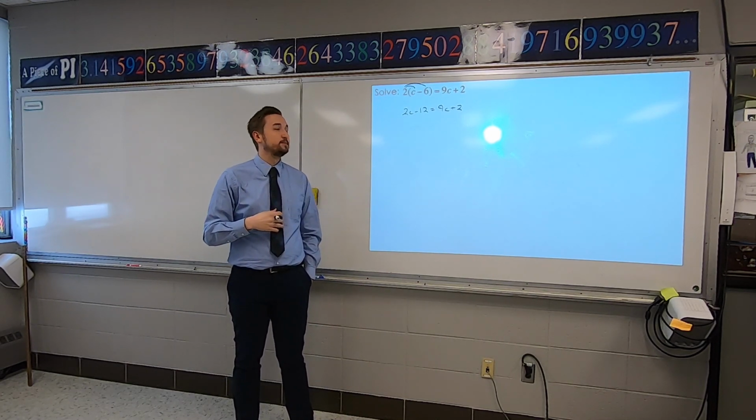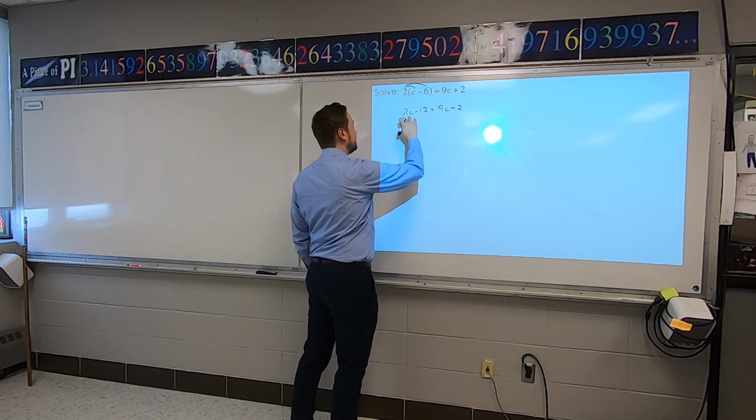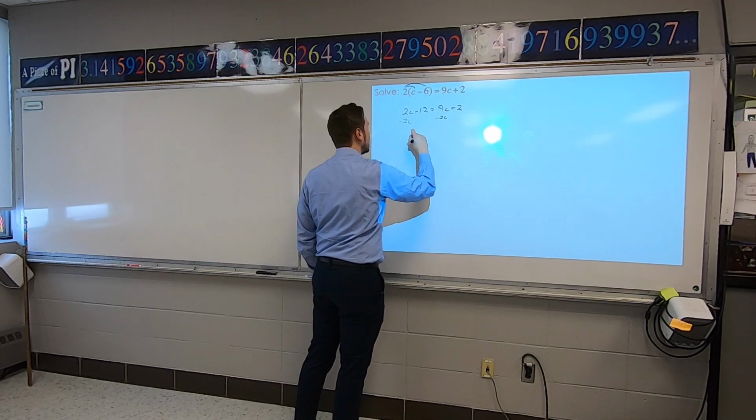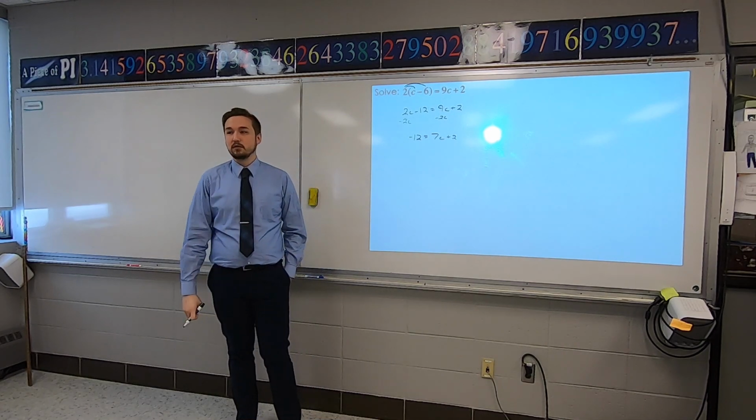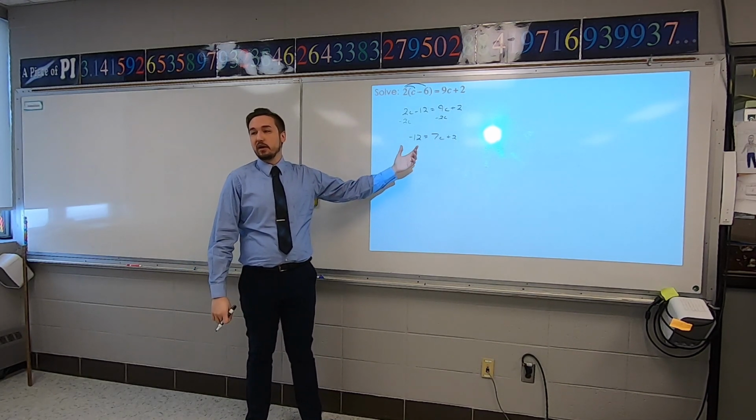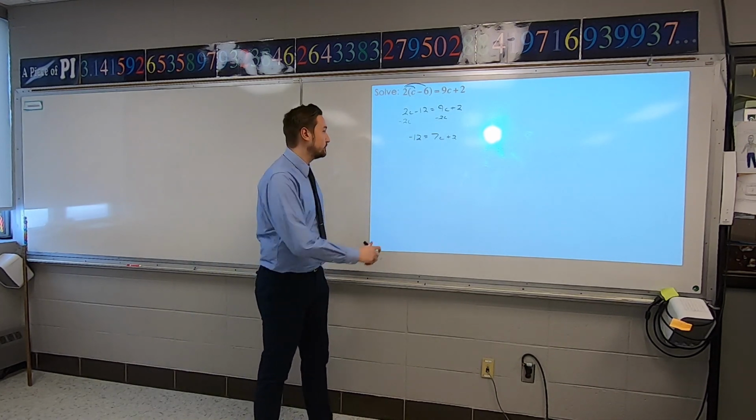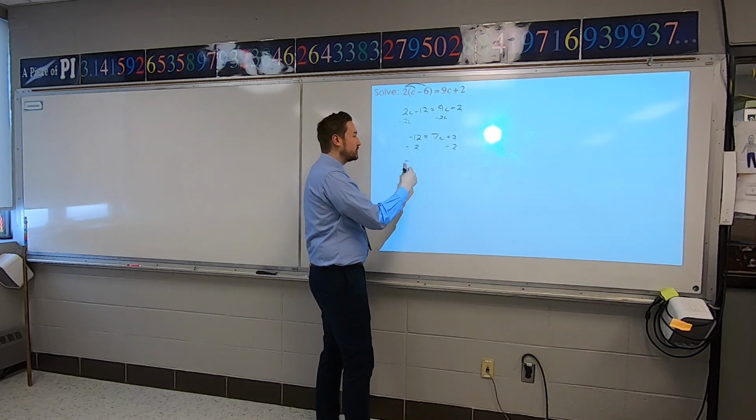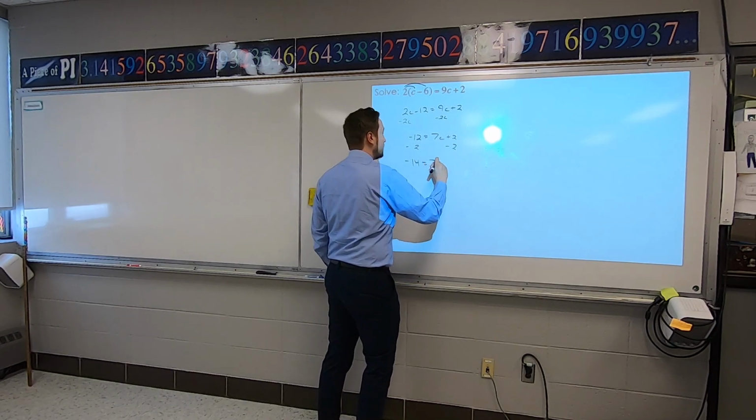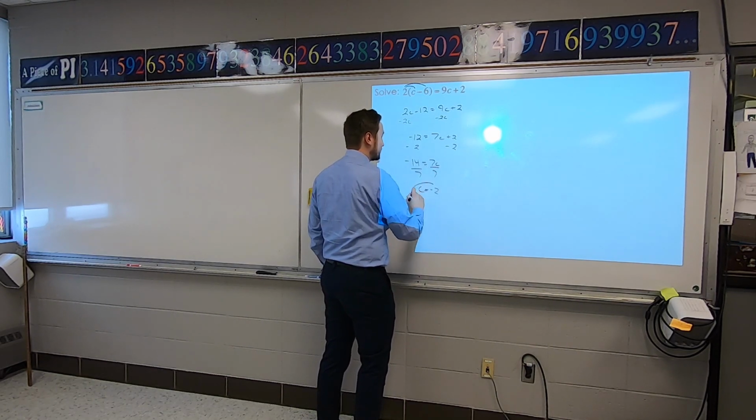Now what do we want to do? We want to get our variable terms together, so I'm going to subtract 2c from both sides. So I get -12 equals 7c plus 2. Now that I've got my variables together, I want to get everything away from the variable. I want to subtract 2 from both sides, yep. So -12 minus 2 is going to be a -14 equals 7c. Divide both sides by 7, and I get c equals -2.